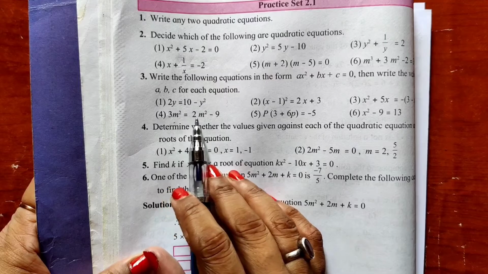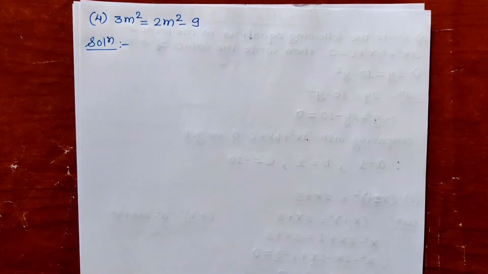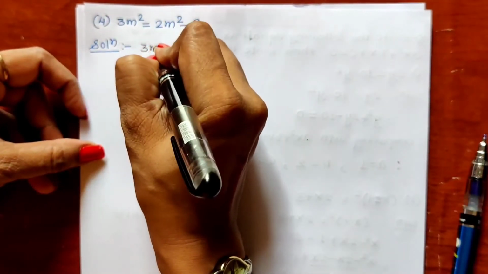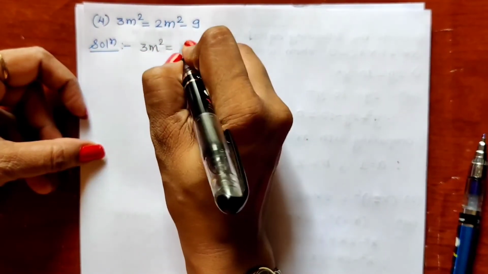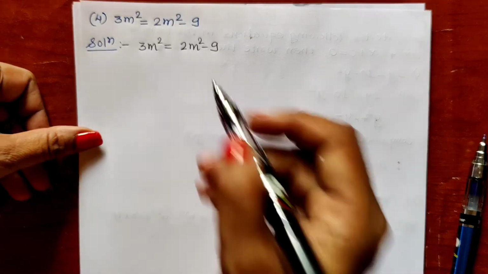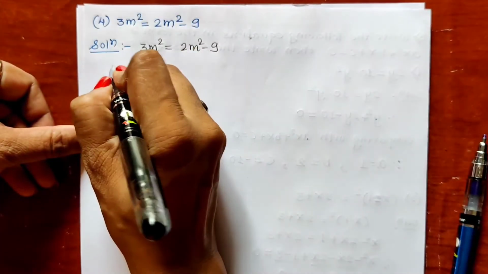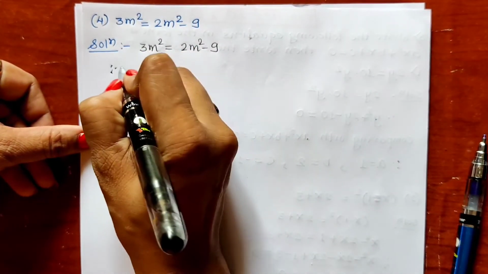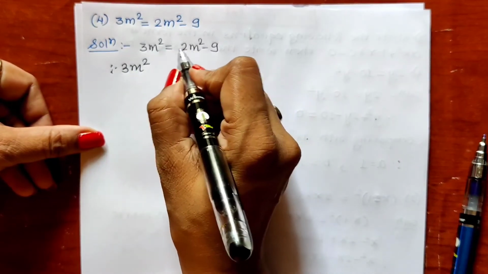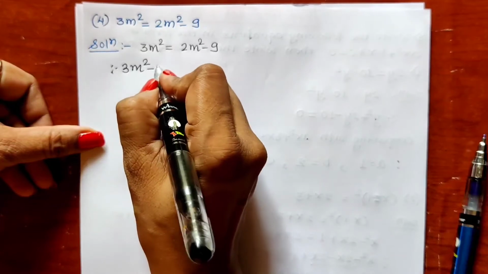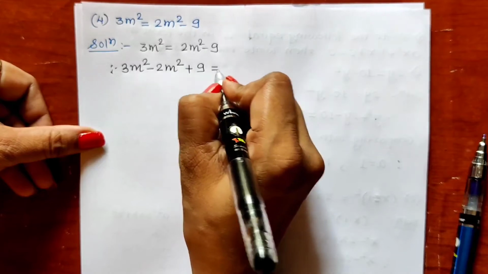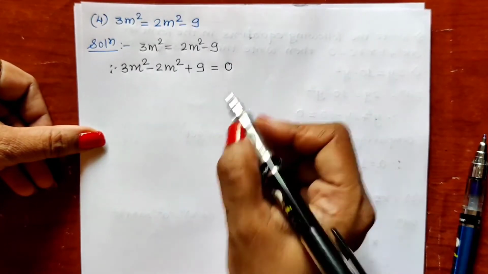Fourth sum, 3m square is equal to 2m square minus 9. So let us transfer all the terms first. First write the question as it is. 3m square is equal to 2m square minus 9. Now transfer these terms to the left hand side. The m square term is there on the left hand side, write it as it is, 3m square. Now this is also an m square term, plus 2m square. It becomes minus 2m square when we transfer. Minus 9 will become plus 9 is equal to 0. All the terms we have transferred to the left hand side.